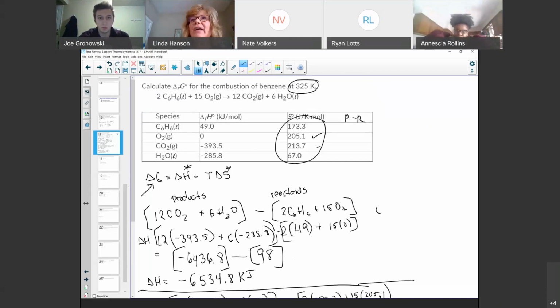My answer to that is it doesn't matter when you do it. If you redid this data table, 0.1733, 0.2051, 0.2137, 0.067, you would have all of them already in kJ, and you certainly can do that. I guess in my head, it's less math to divide by 1,000 once instead of 4 times. But it is really just what you prefer to do.